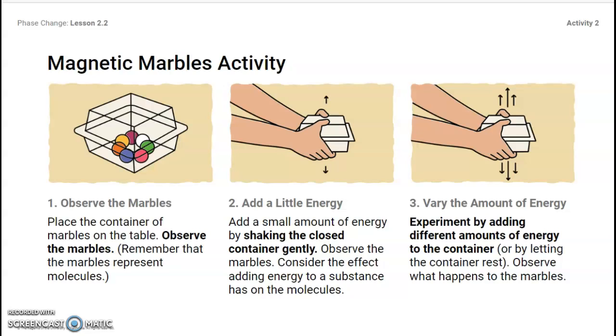First, place that container of marbles on the table. First thing you want to do is just observe them. You just want to look at them, see what's going on, and remember that the marbles represent molecules.